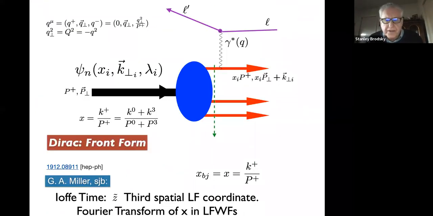So going back to this slide, the electron strikes one of the quarks, x is the Bjorken variable. And if you think about it in impact space, you can think about z tilde as actually the spatial conjugate to x. That's the Ioffe time, and Jerry Miller recently wrote, and I just wrote, a paper about this.